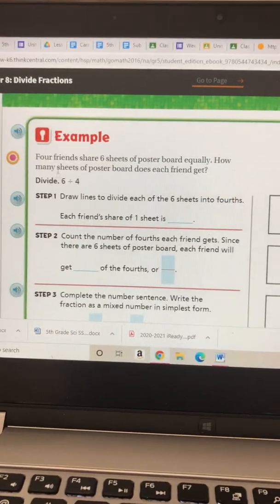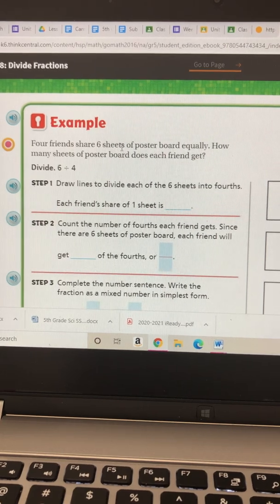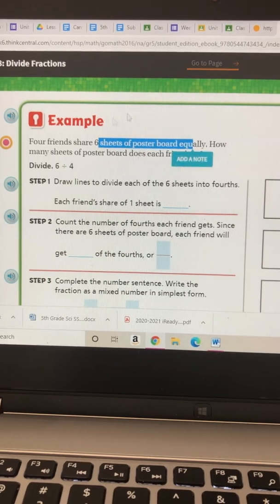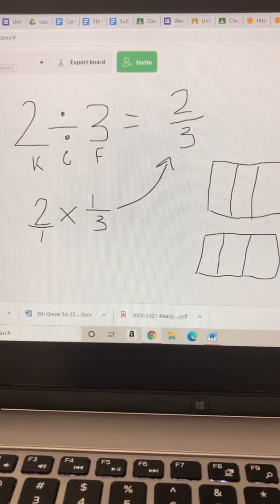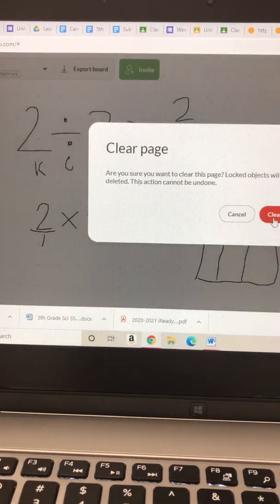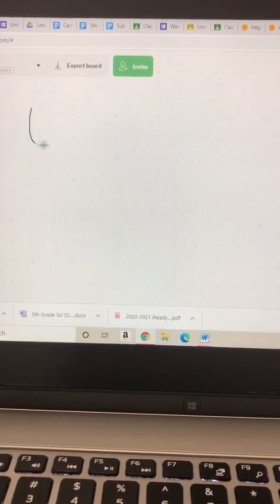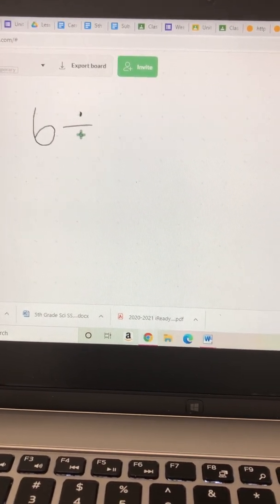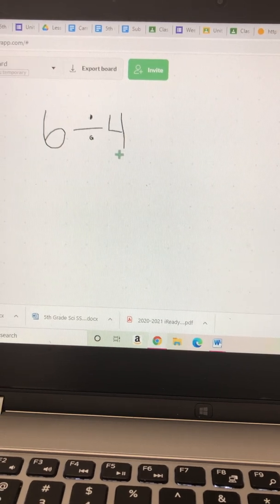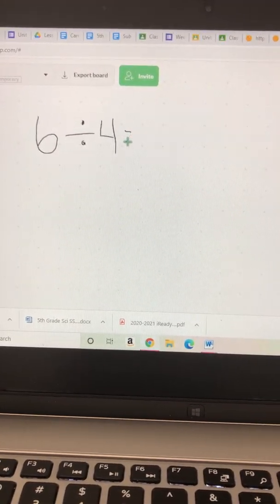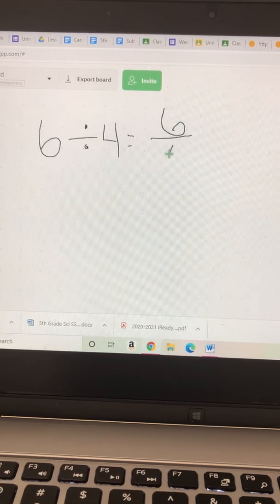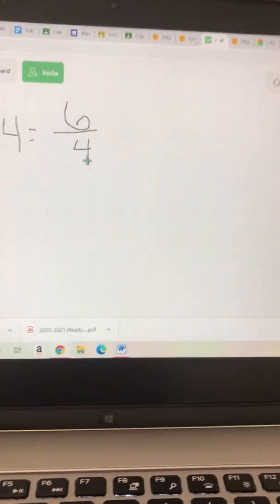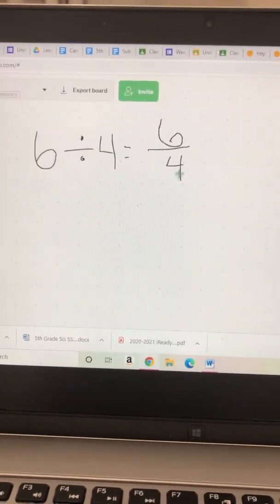Okay, so this one says 4 friends share 6 sheets of poster board equally. What are they sharing? 6 sheets of poster board, and then there's 4 friends. So in this case, you're going to have the 6 sheets of poster board divided by the 4 friends. So we could rewrite it as 6 over 4. Now notice it's an improper fraction, right? When it's an improper fraction, we already know that we have to flip it into a mixed number.